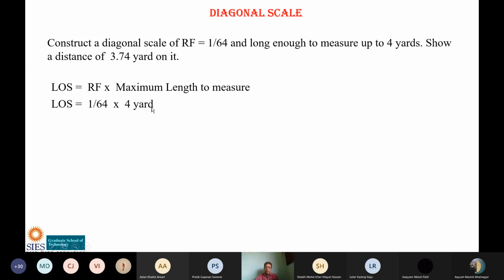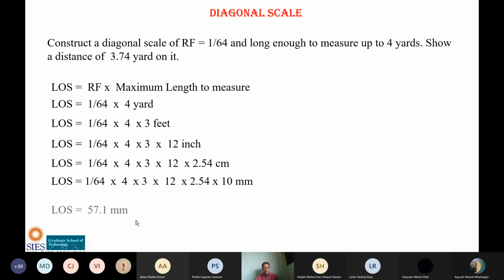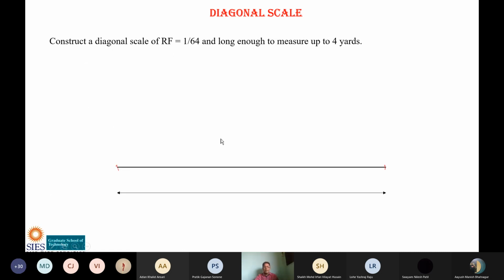We cannot draw yard on paper, so we'll convert it into the next unit that we know, that is feet. Again, feet will be difficult for us to draw, we'll convert it into inches. Inches will also be difficult to accommodate on a small paper, so we'll convert it into centimeter. Centimeter is convenient, but we like to have dimensions in millimeter, so we convert it into millimeter, and finally we got 57.1 millimeter.